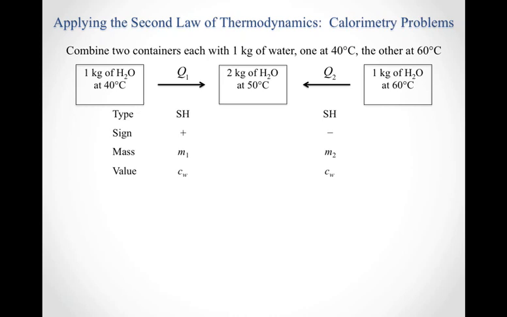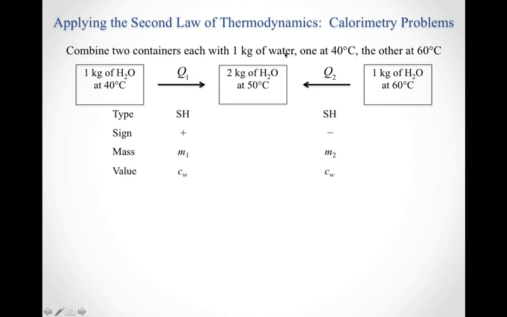So let's take a look at how the second law of thermodynamics plays out when we look at a simple calorimetry problem. So here what I'm going to do is start with two containers. Each of them holds 1 kilogram of water. In one of those containers, the water is at 40 degrees Celsius. In the other, it's at 60 degrees Celsius.